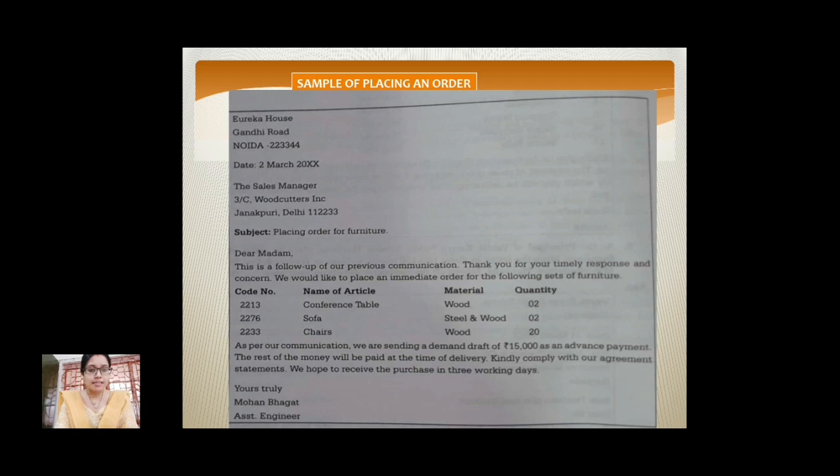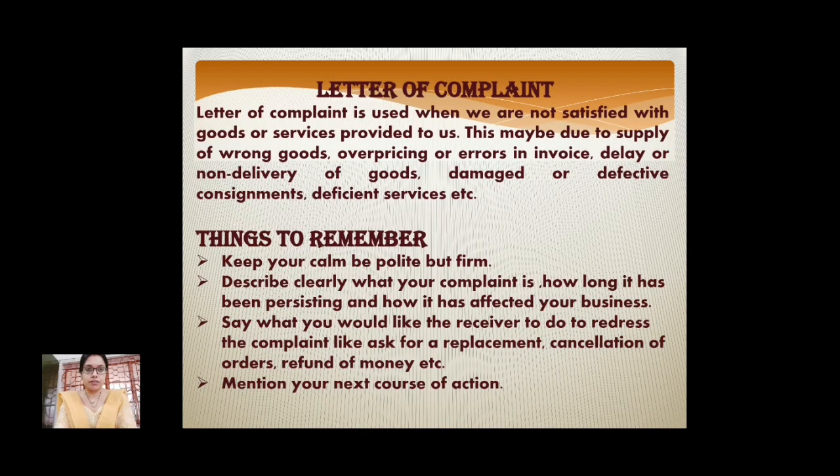The introduction is precise. Then the second para will contain the tabular, where you have to mention the name of article, material, quantity, whatever you want for placing order. And the third para will be like, you are sending a demand draft of rupees 15,000, and then we hope to receive the purchase in 3 working days. You have to mention the particular, what are the expectations that you have when you want to receive the order, what you want to receive, and in what quantity, everything. Then yours truly, the name and the designation, assistant engineer.